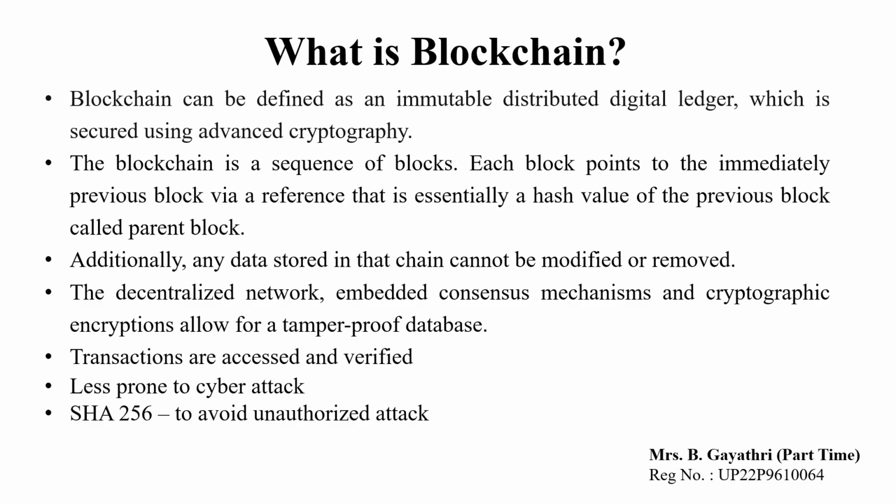So what is blockchain? Blockchain is an immutable distributed digital ledger which is secured through advanced cryptographic algorithms. The blockchain is a sequence of blocks, and each block refers to the previous block through a hash value which is generated at the end of every block. The hash value is attached to the previous blocks so that it forms a chain of blocks. The first block of the blockchain is called the genesis block, and from there the blockchain starts.